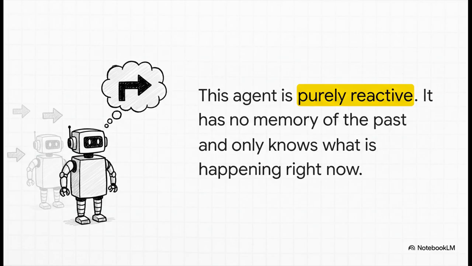Now the key thing to really get here is that this agent is all reflex. There's no memory. It only knows what's happening in this very instant. It has absolutely no idea what happened even a second ago, which, as you can imagine, is a huge limitation if we want to build something that feels truly intelligent.